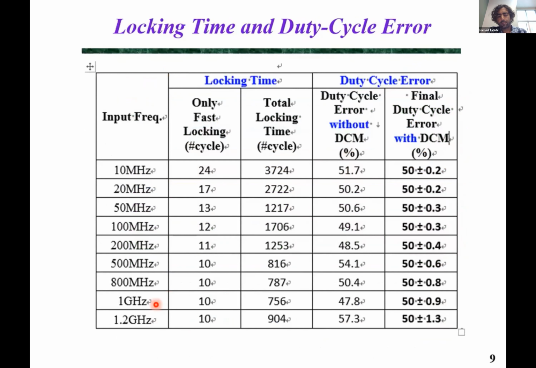This is the table showing the locking time and the duty cycle errors of our design for various input clock frequencies from 10 MHz to 1.2 GHz. As you can see, the results are all very accurate, close to 50% duty cycle, with the errors around 1% or less than 1%.